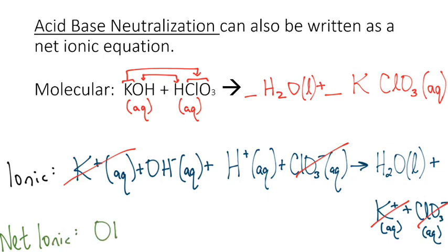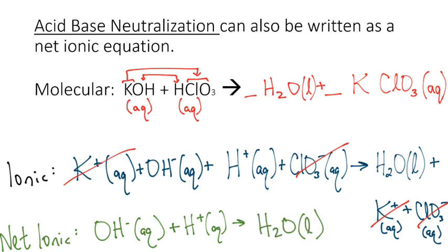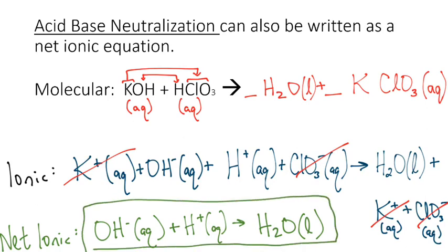Looks like we just have hydroxide plus hydrogen ion. And what does it make? What's the only thing left on the right side of that arrow? H2O liquid. There's our net ionic reaction. And we can see it's really simple. Hydroxide and H plus are coming together to make H2O.